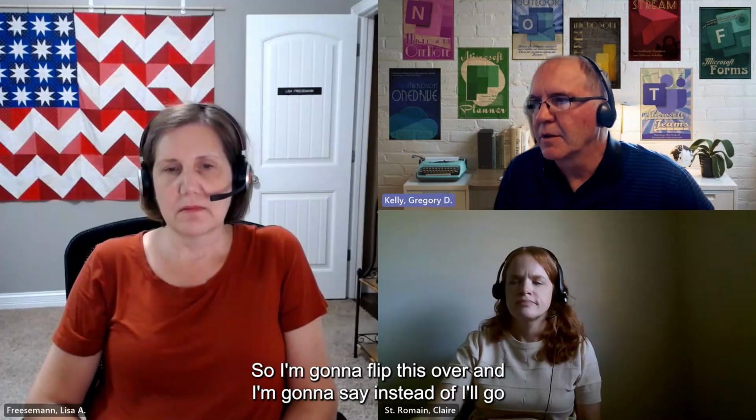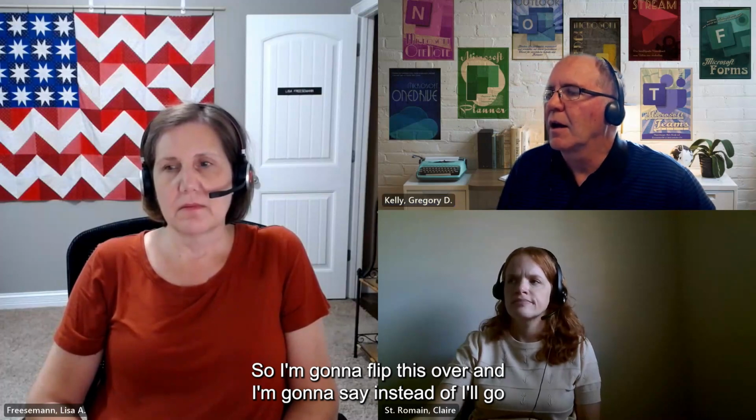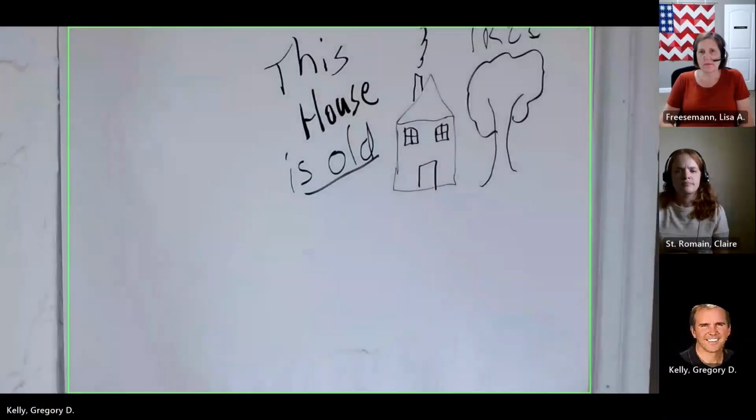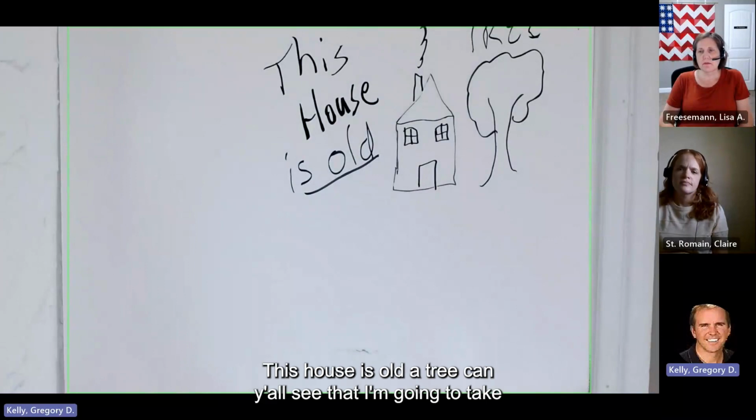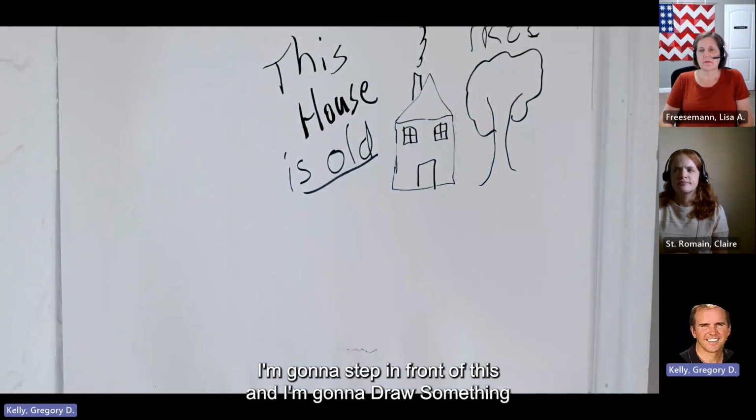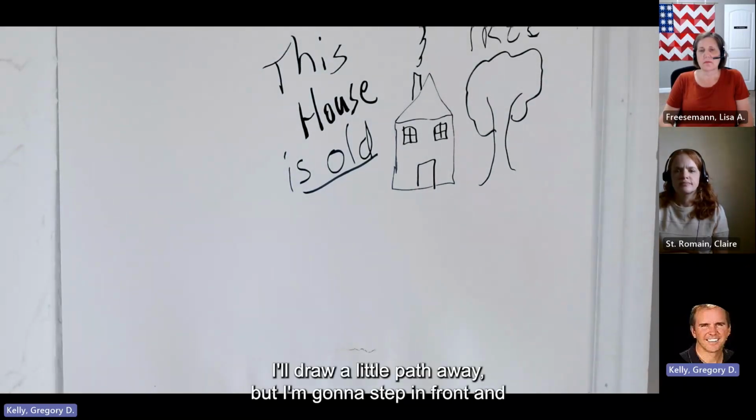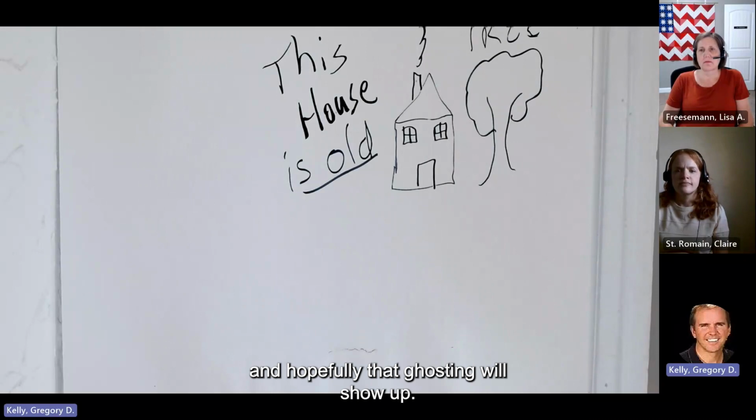So I'm going to flip this over and I'll go content from camera, and then I'm going to do a whiteboard. So now you all might see my beautiful drawing. This house is old, a tree. Can you all see that? Let me see if I can just reach over here without knocking things over. I'm going to step in front of this and I'm going to draw something underneath the house here. I'll draw a little pathway, but I'm going to step in front and hopefully that ghosting will show up.